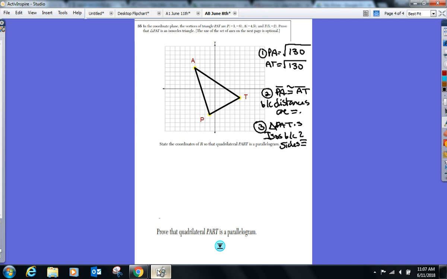PART, right? And you guys know it goes in order, clockwise or counterclockwise. So P and A have got to be somewhere over in this region right here, PART. A property that might help me out of a parallelogram right now.